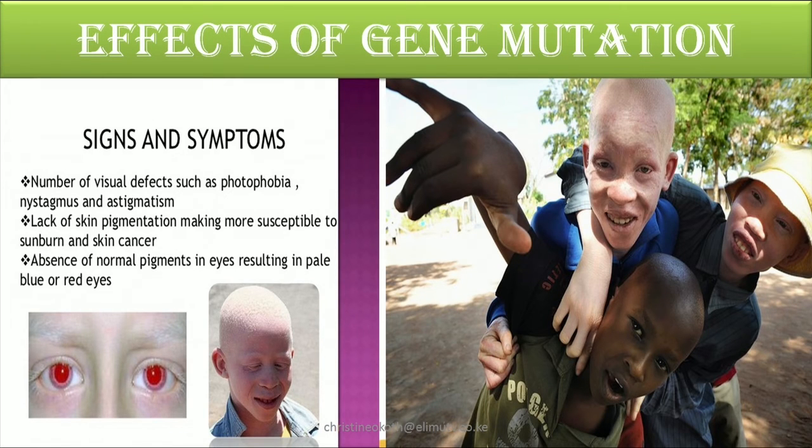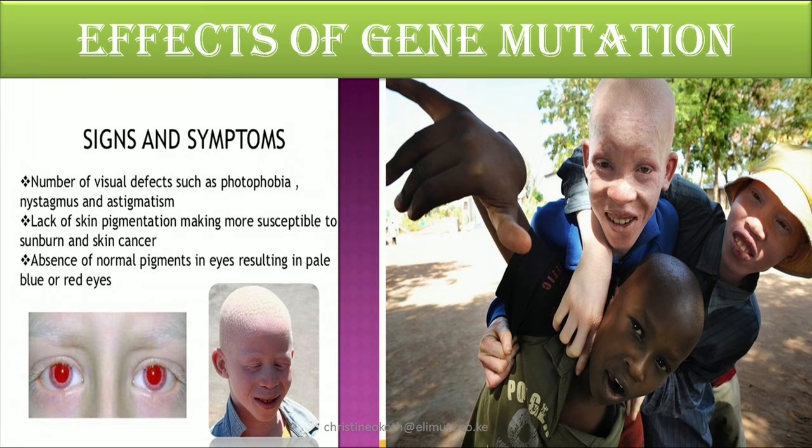So these are the signs and the symptoms of a person who has albinism. Number one, they lack skin pigmentation, which makes them more susceptible to sunburn and skin cancer. If this person does not have melanin, it means that he will be affected by the rays of the sun. Then there is an absence of the normal pigment in the eye, resulting in either very pale blue or red eyes.